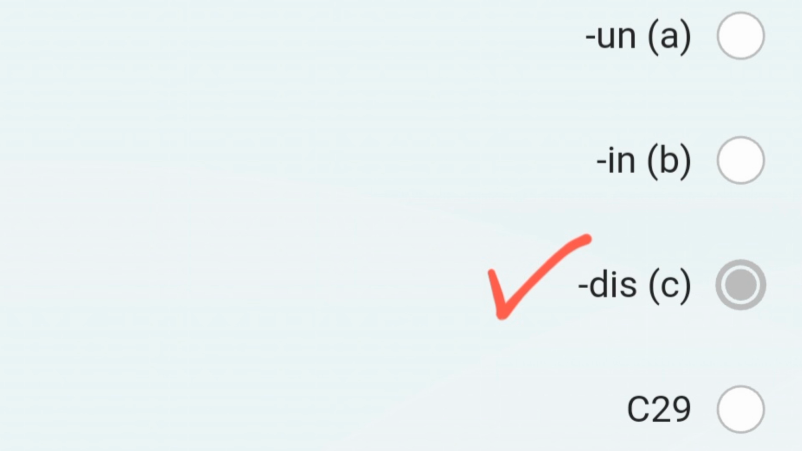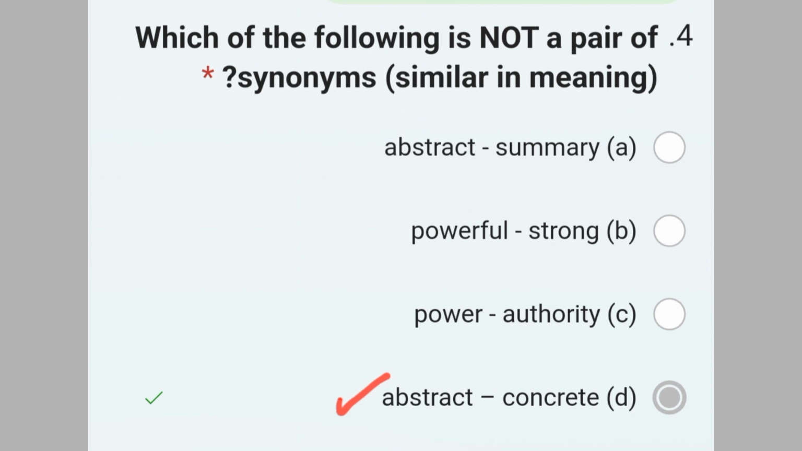4. Which of the following is not a pair of synonyms, similar in meaning? A. Abstract, summary. B. Powerful, strong. C. Power, authority. D. Abstract, concrete.